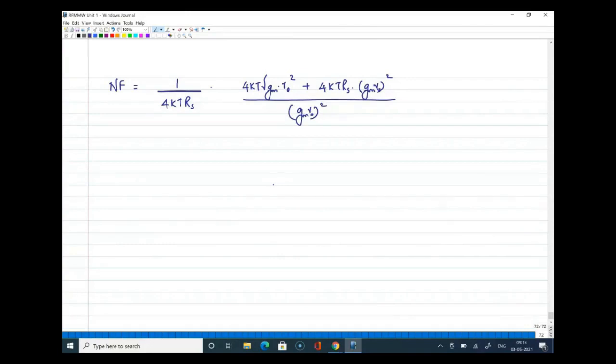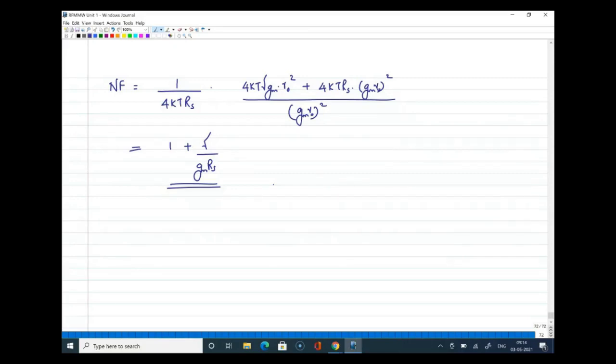So this can be further simplified as 4 k t will get cancelled, even r s also will get cancelled. You'll get it as 1 plus gamma by gm into r s. This is the noise figure of the circuit. Now, by substituting the values of gm, RS and gamma, usually 2 by 3 is the value of gamma, we will get a value, and you will express that in decibels.